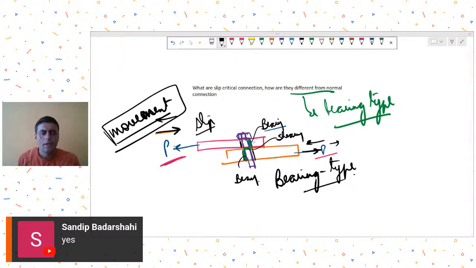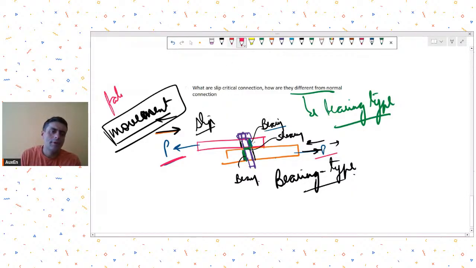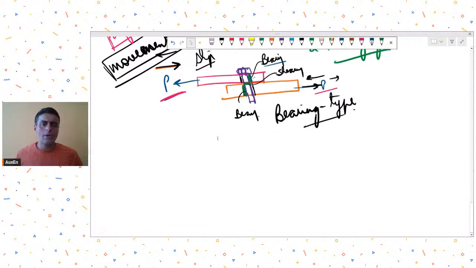Now with this continuous movement, what will happen? If it's continuously slipping, with every load direction change there is a slip, and that leads to fatigue. Over hundreds of thousands of cycles of this load change, there will be fatigue in the connection.